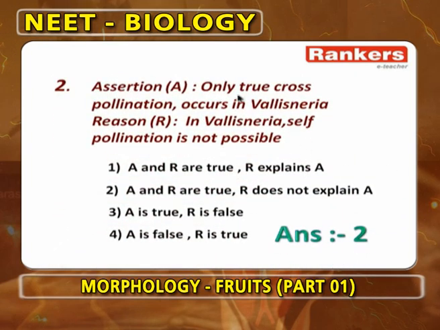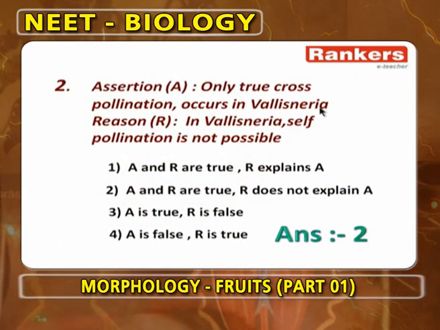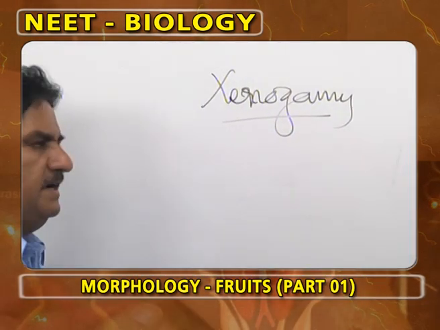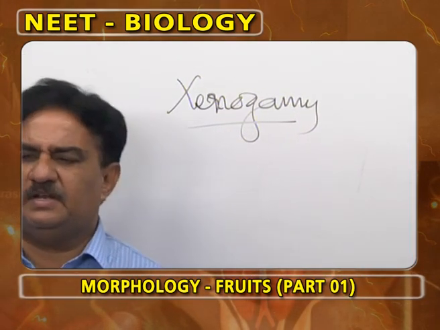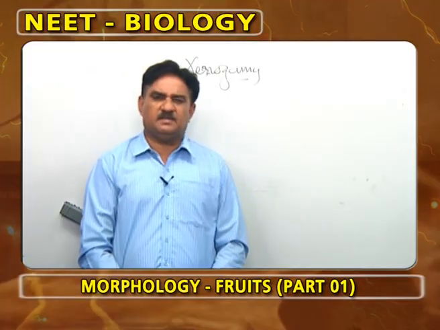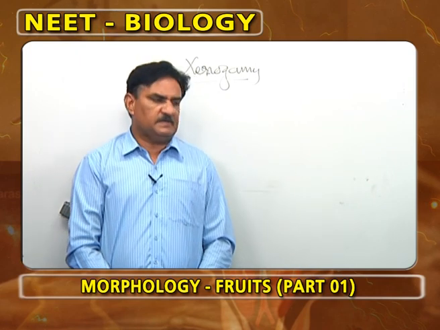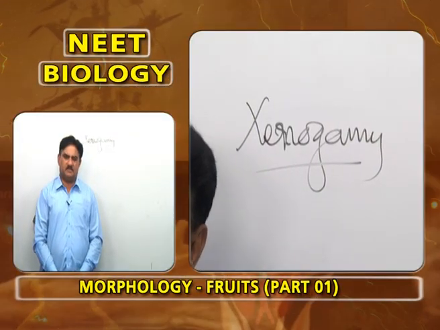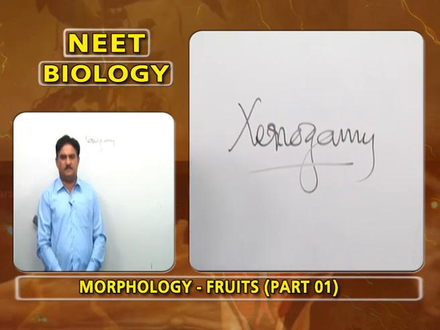Next, only true cross-pollination occurs in Vallisneria. True cross-pollination means xenogamy. Geitonogamy cannot be regarded as true cross-pollination because in geitonogamy, the pollination occurs between two flowers of the same plant. It is not a cross-pollination, it is almost a self-pollination. Real cross-pollination is xenogamy. Why?